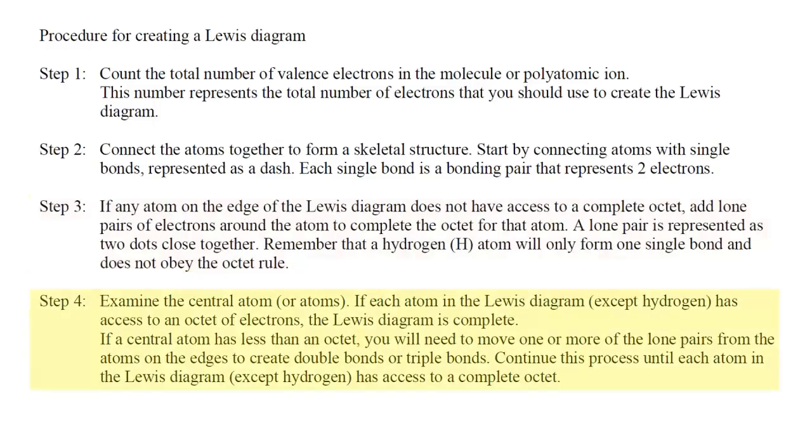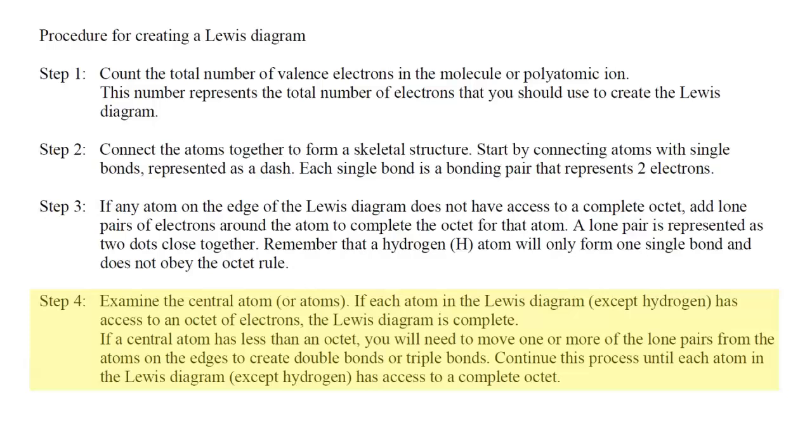And then finally, examine the central atom or atoms. If each atom in the Lewis diagram, except for hydrogen, has access to an octet of electrons, the Lewis diagram is complete. If a central atom has less than an octet, then you will need to move one or more of the lone pairs from the atoms on the edges to create double bonds or triple bonds. Continue this process until each atom in the Lewis diagram, except for hydrogen, has access to a complete octet.